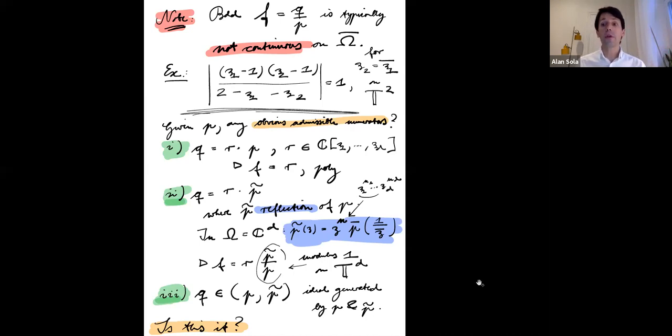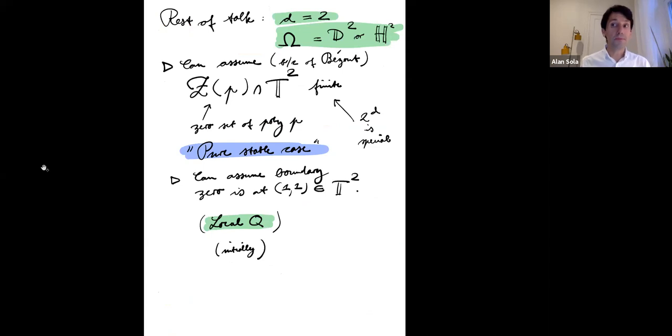If you give me some general domain omega, it's not so clear how to pick interesting numerators. Well, of course, you could pick multiples of P itself, but this reflection operation is connected with the nice symmetries that are present in the case of the polydisk or the poly upper half plane. Okay, so we have some way of devising numerators for rational functions that we want to be bounded. And of course, once you figured out one way of doing this, you might ask, well, is this it? Okay, so in this talk, we'll see at least a partial answer to this question.